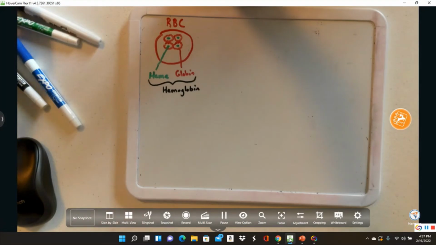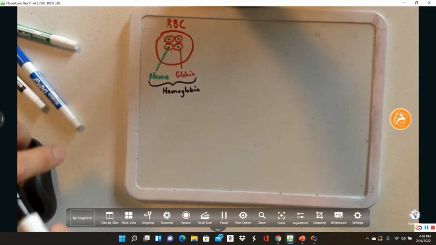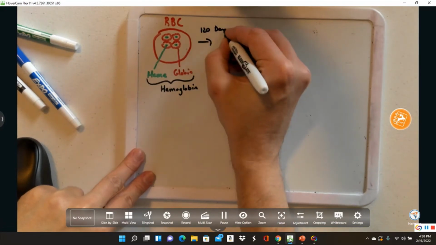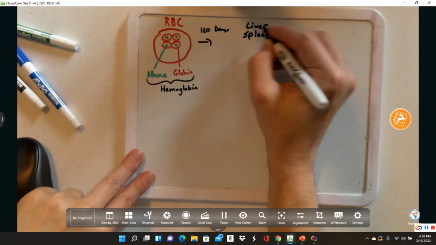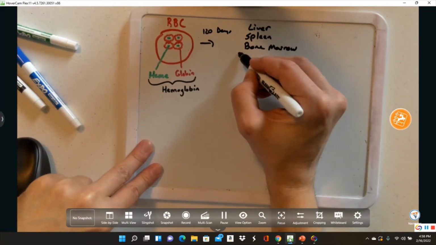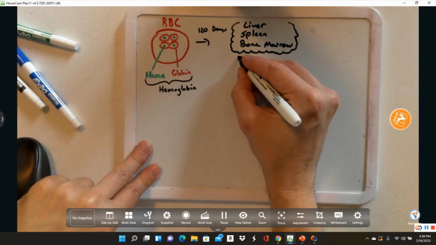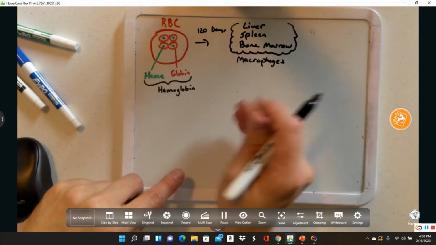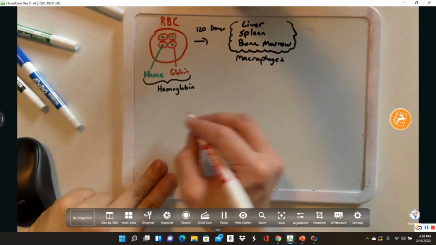Now, what's going to happen is the liver and places like that are going to get this hemoglobin. These red blood cells, after about 120 days, go to the liver, spleen, and bone marrow. What these all have is macrophages. And what these macrophages are going to do is pop the cell open, and we're going to release all this hemoglobin.